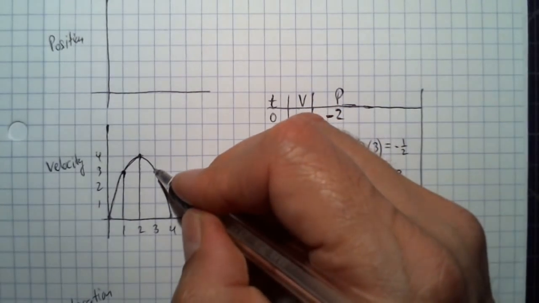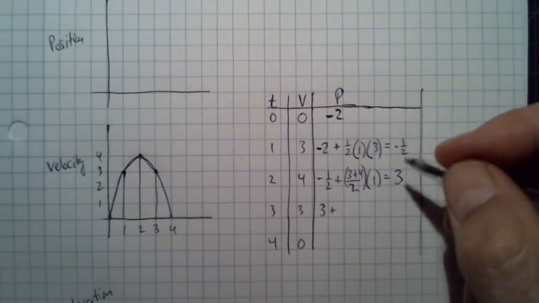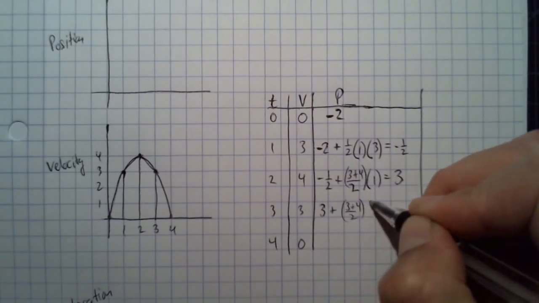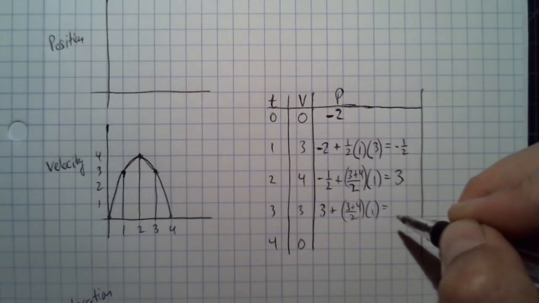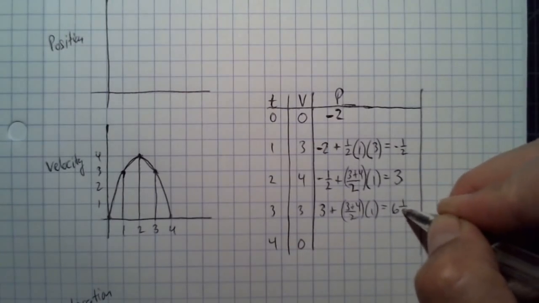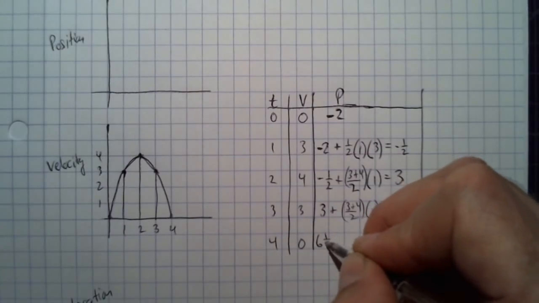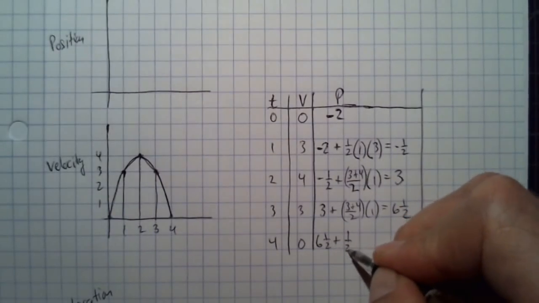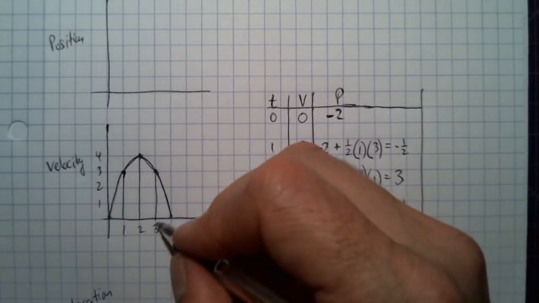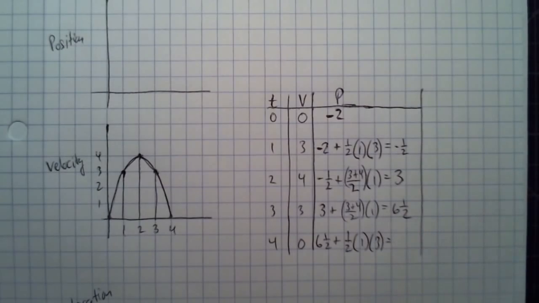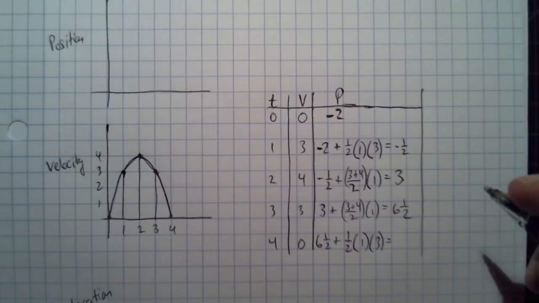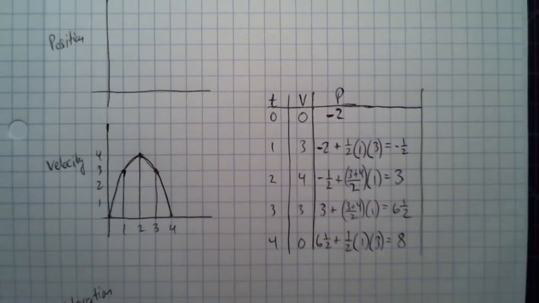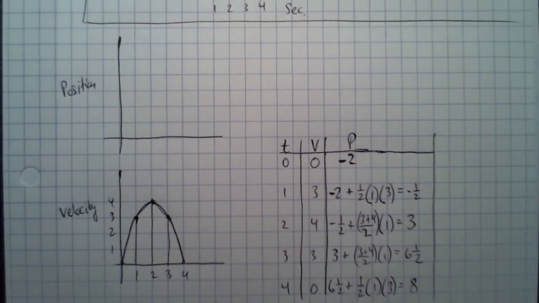We're going to add the next region. And the next region is just going to be the same. It's symmetric, so we have 3 plus 4 over 2 times 1, and that's going to be 7 over 2 plus 3, 6.5. Now we have 6.5 plus this last region, make it a triangle, 1/2 base times the height is 3, 3/2, that'll give us 8.